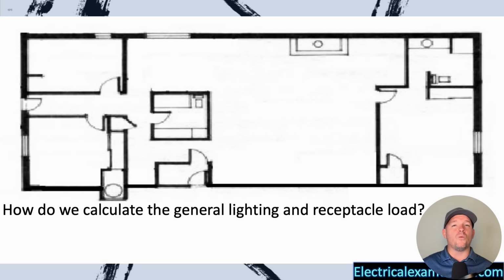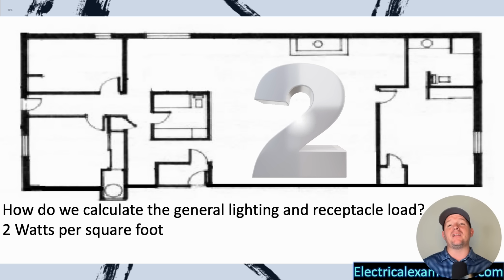And let me be clear, what I'm getting ready to teach you is going to include receptacles in areas like hallways, living rooms, and bedrooms, in general areas, and it's going to include all of the lighting, interior and exterior, on a dwelling unit. What we're going to do is calculate our total square footage, and multiply that by 2 watts per square foot. And that's it. It's that simple.